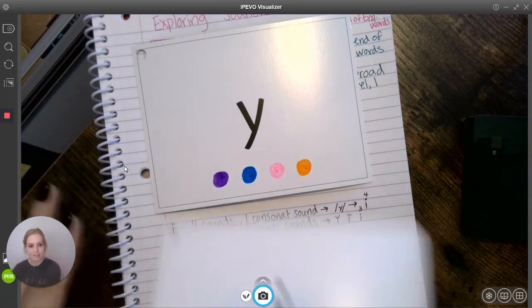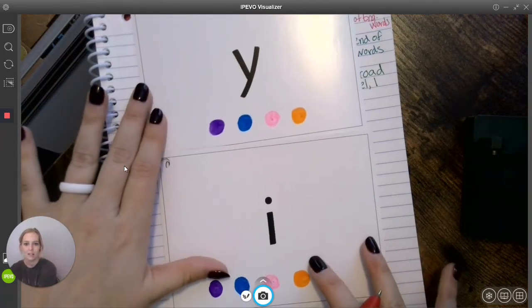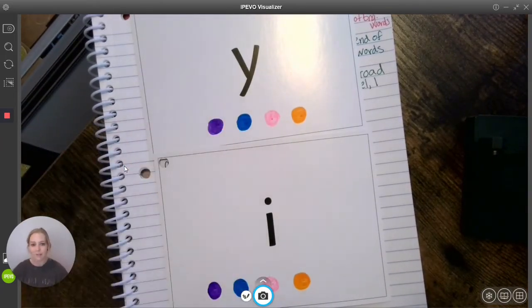So now, looking at these two, how are they related? What do they both have? Let's start with, how many sounds do they both make? They both make 4 sounds. Good. And what are the vowel sounds that both of them make? They both make the same 3 vowel sounds. What are those? I, E. Good. And what's the consonant sound that they both say? Just one. Y. They both say Y.